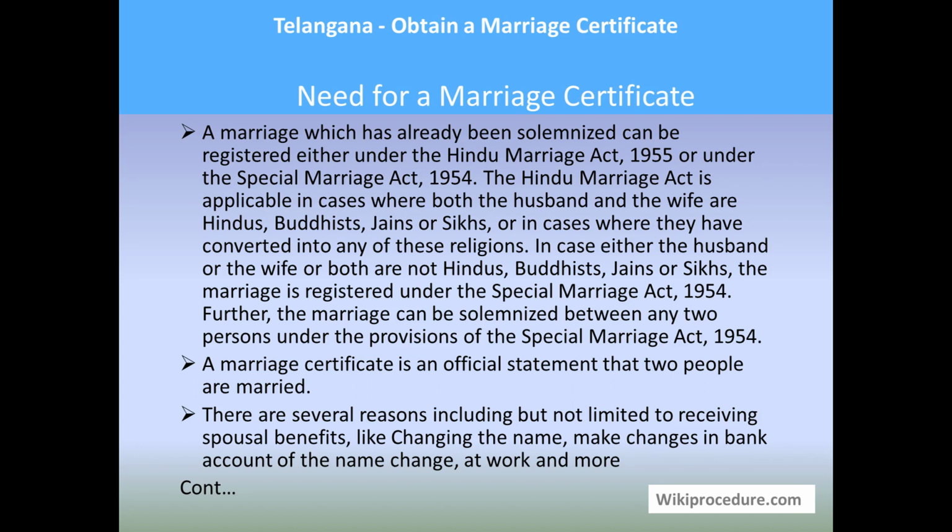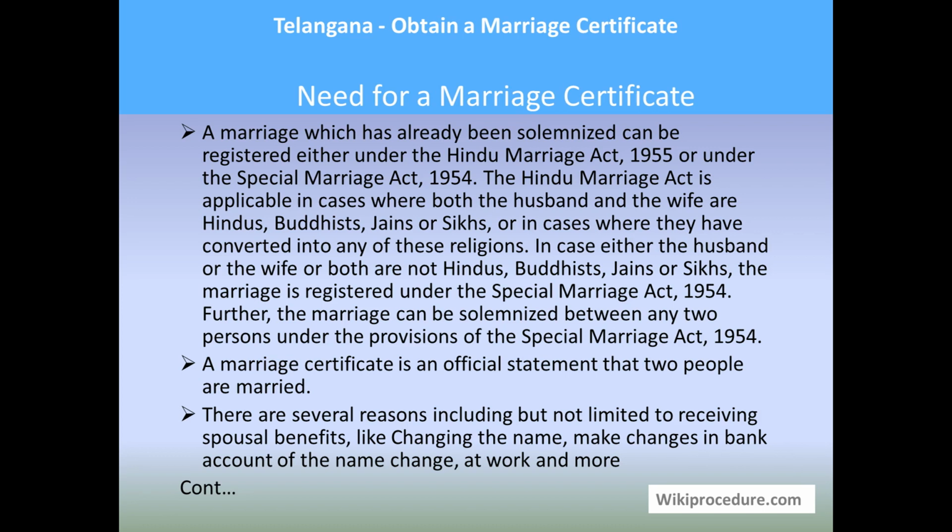There are two kinds of act which are required for the marriage certificate for marriages which are solemnized. One is the Special Marriage Act, another one is the Hindu Marriage Act, 1955. Let us see what the Hindu Marriage Act is. It is applicable in cases where both the husband and wife belong to Hindu, Buddhist, Jain or Sikh religions, or in cases where they have converted into any of these religions.